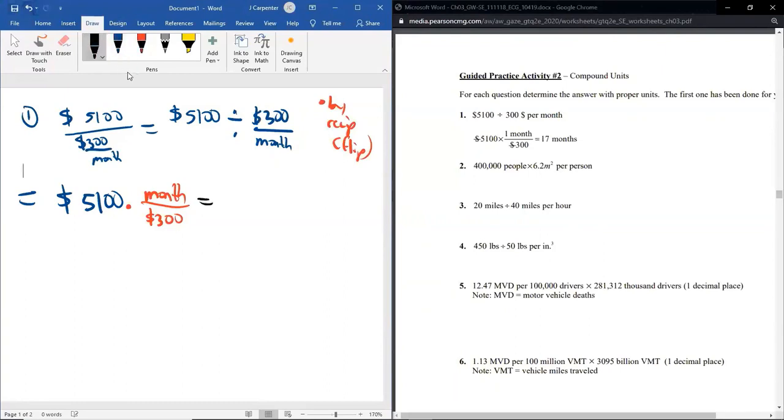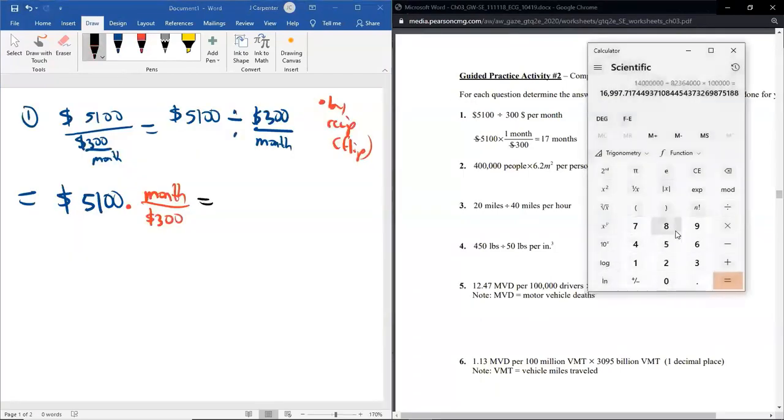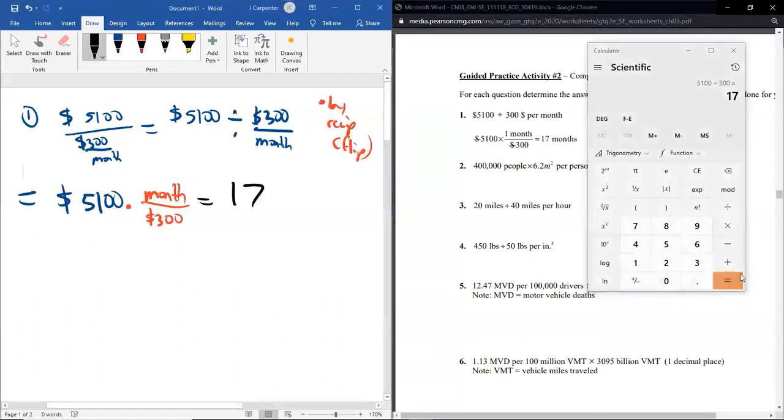All right, so let's see what we get. Well, the 5,100 is going to divide the 300 because they're top and bottom of each other. So we'll do 5,100 divided by 300. And that turns out to be 17. Okay, so 17 is our value. But then what about the units? Let's see if things cancel or if they stack, because they could stack. The other dollar could be in the top, and then you've got dollars squared, which would make no sense. Okay, but it doesn't in that case. Dollar in the top, dollar in the bottom, they're gone. The months are in the top, they didn't cancel, so that's why the months goes in the top.